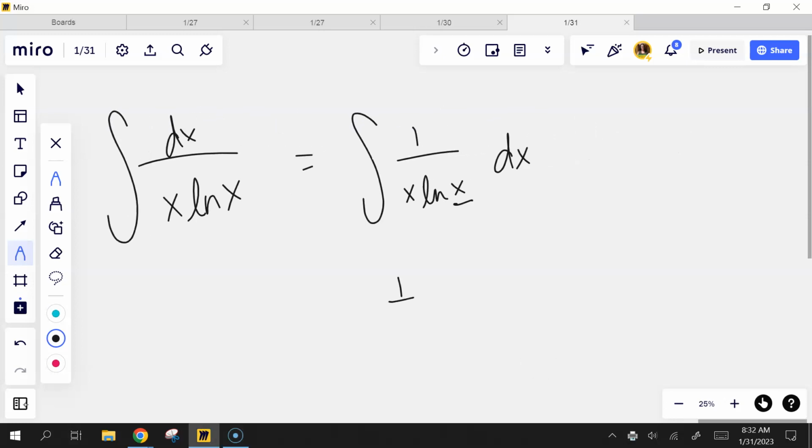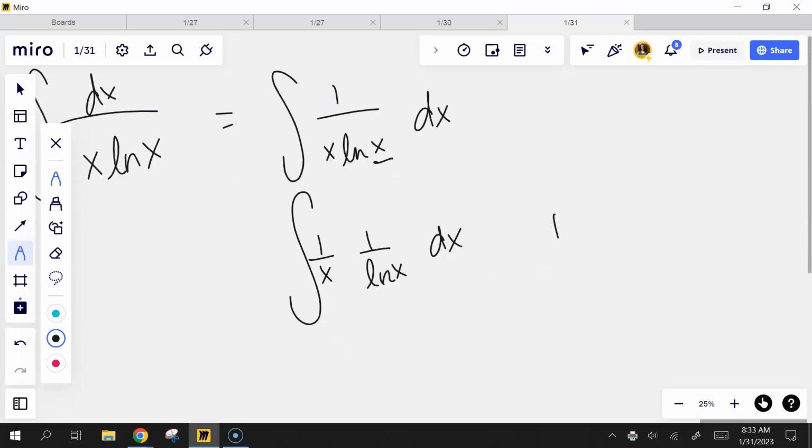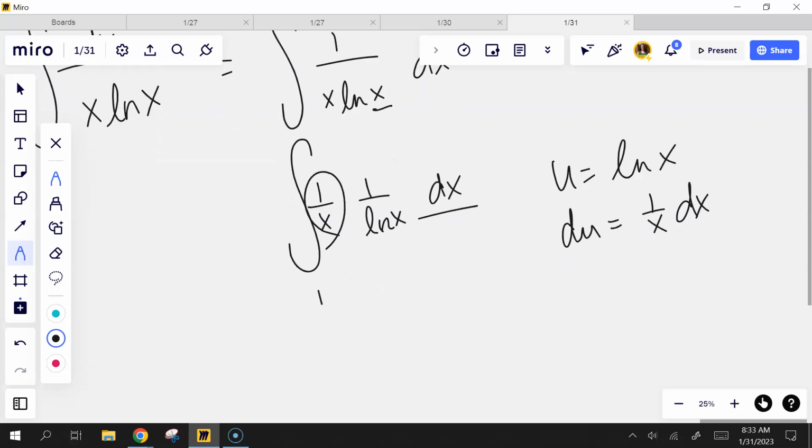Okay, if I split them up, I got 1 over x times 1 over log x dx. So what are you going to let that be, y'all? That's exactly what I would do. I would let u be log x, which means du is 1 over x dx, which is in there, right? So this just means I'm doing the integral of 1 over u du.